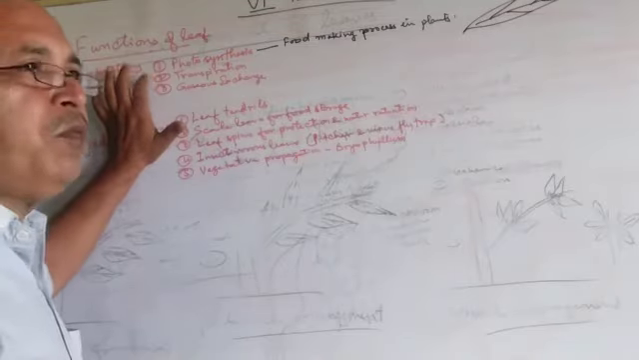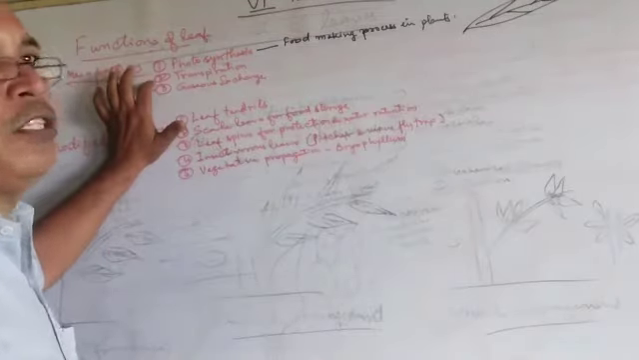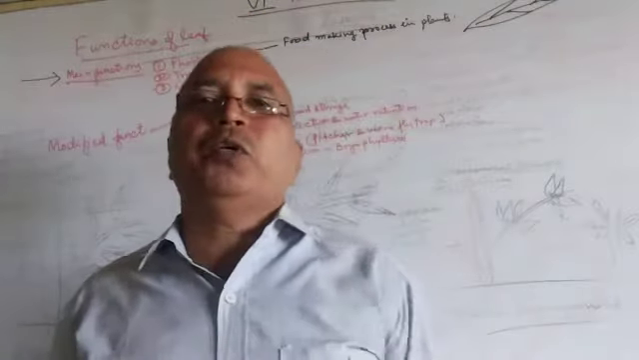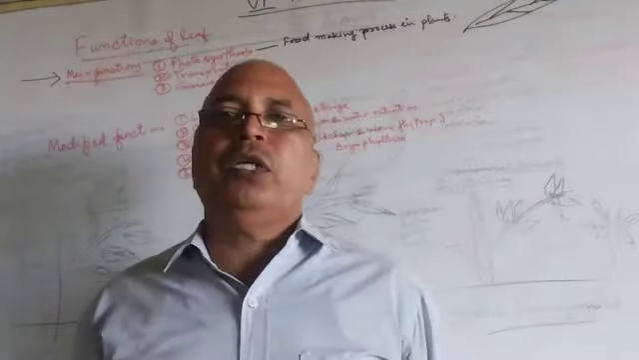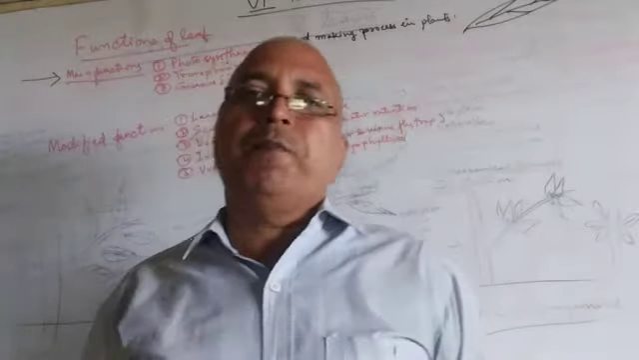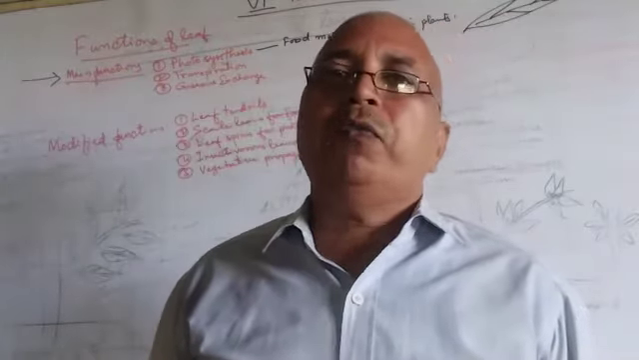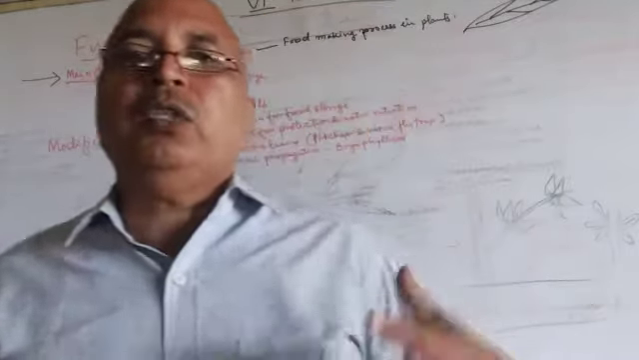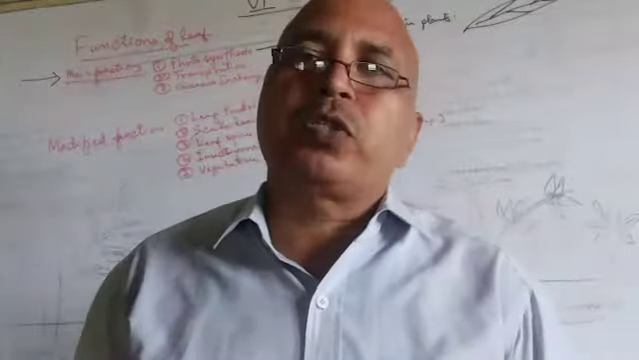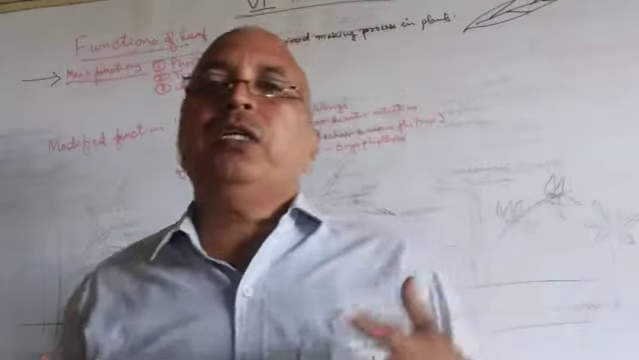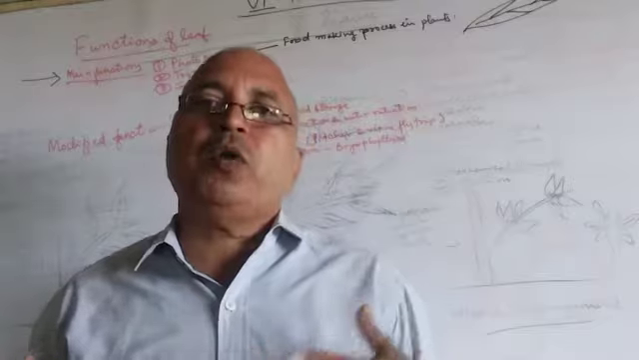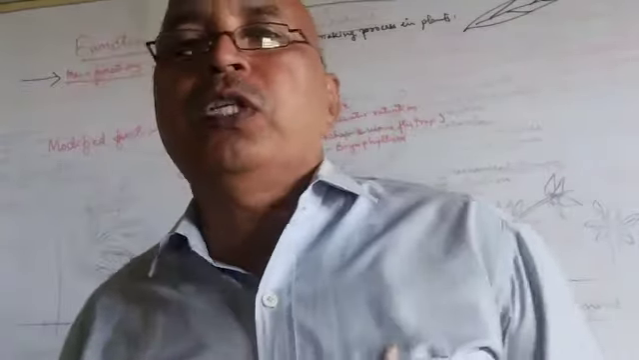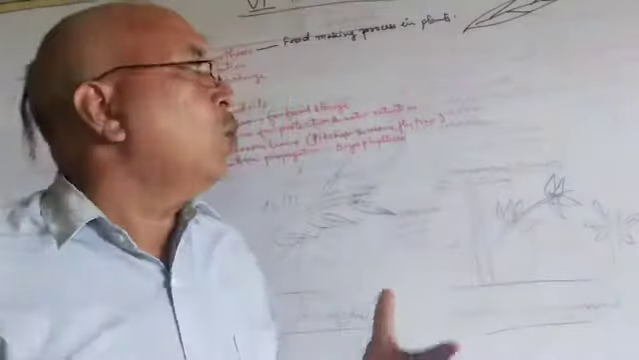What is the second main function of the leaf? That is transpiration. You know, during the class hours, you feel like urinating. Why do you feel like urinating? It's because you have extra water collected in your urinary bladder. You want to push it out, right? That feeling to push that extra water out of the body is to discharge urine.